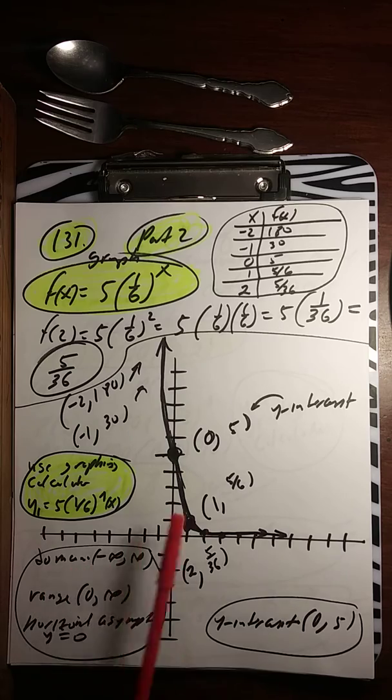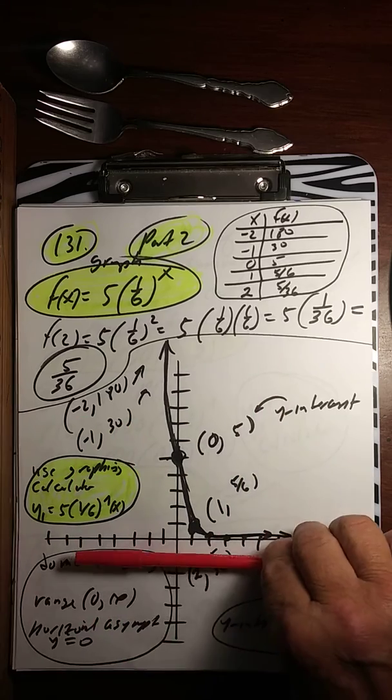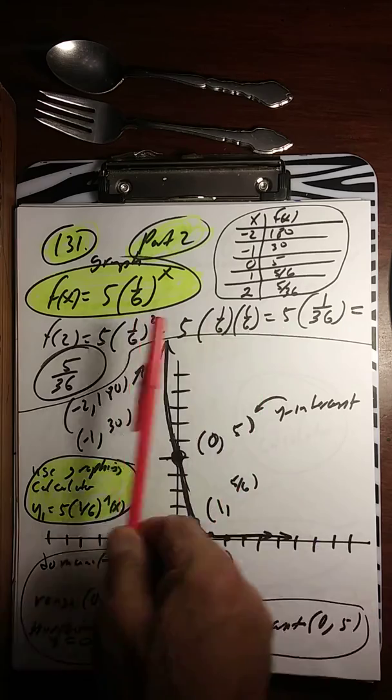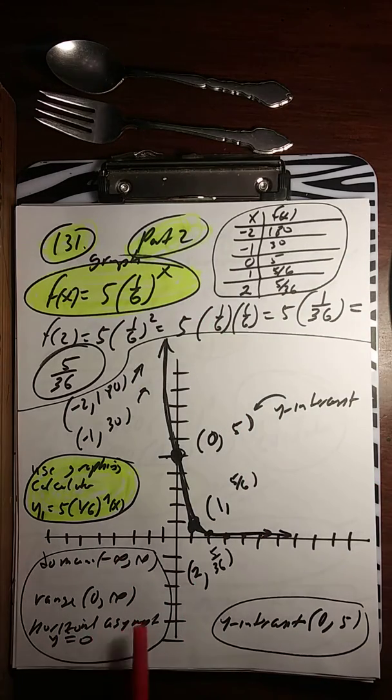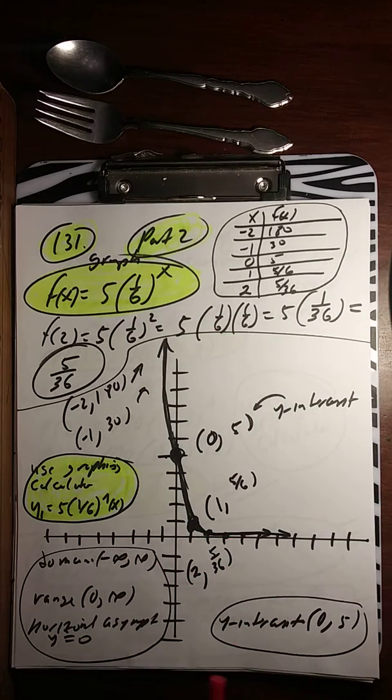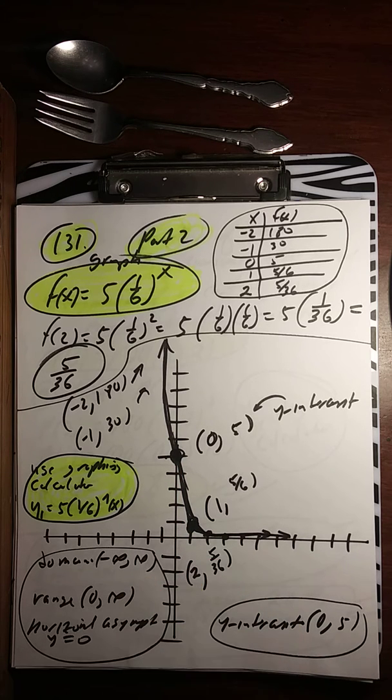Decrease. Domain negative infinity, range is from 0 to infinity. Domain negative infinity, that way. Horizontal asymptote right there, 0. Again, doesn't go below that. And the y-intercept is at 0 and what? Up 5. Do it in the calculator?